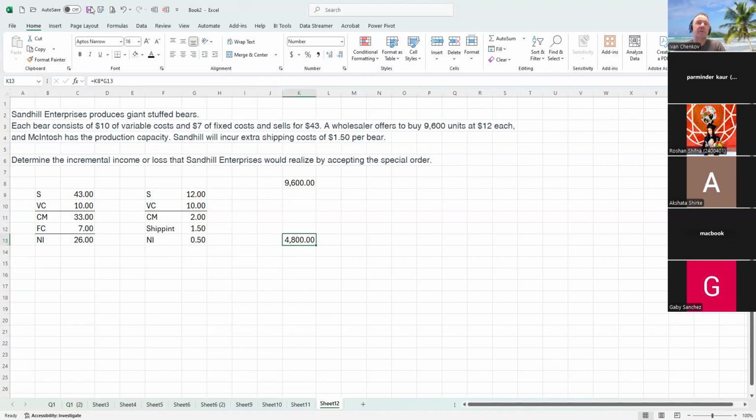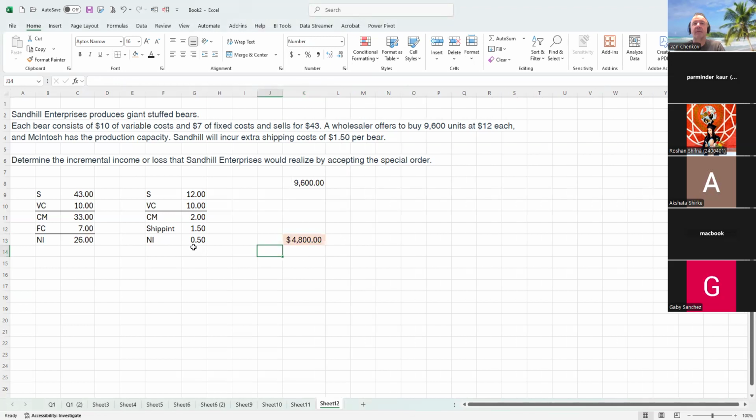Do you want 4,800? Yes. If you don't want them, don't do it. If you want them, go for it. Make sense? Yes. That's where we are. All right, that will be an increase.